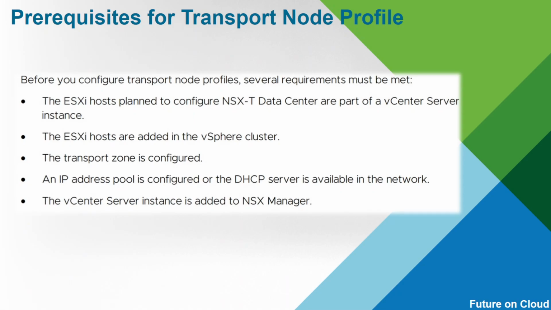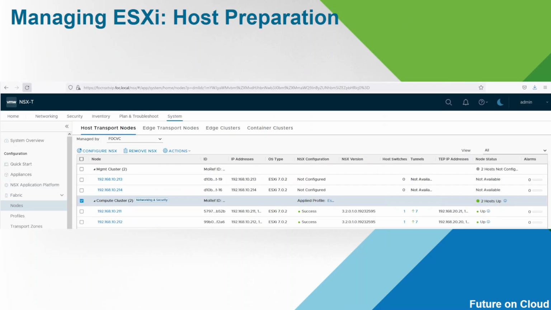There are some prerequisites for the transport node profile. The ESXi hosts you are planning to configure in NSX-T Data Center are part of the vCenter Server instance. The hosts are added in a vSphere cluster. The transport zone is configured. The IP address pool we already configured. The vCenter Server instance is added in NSX Manager. Once everything is configured, you can verify the status using the NSX version and the node status. You can also see the TEP IP addresses.